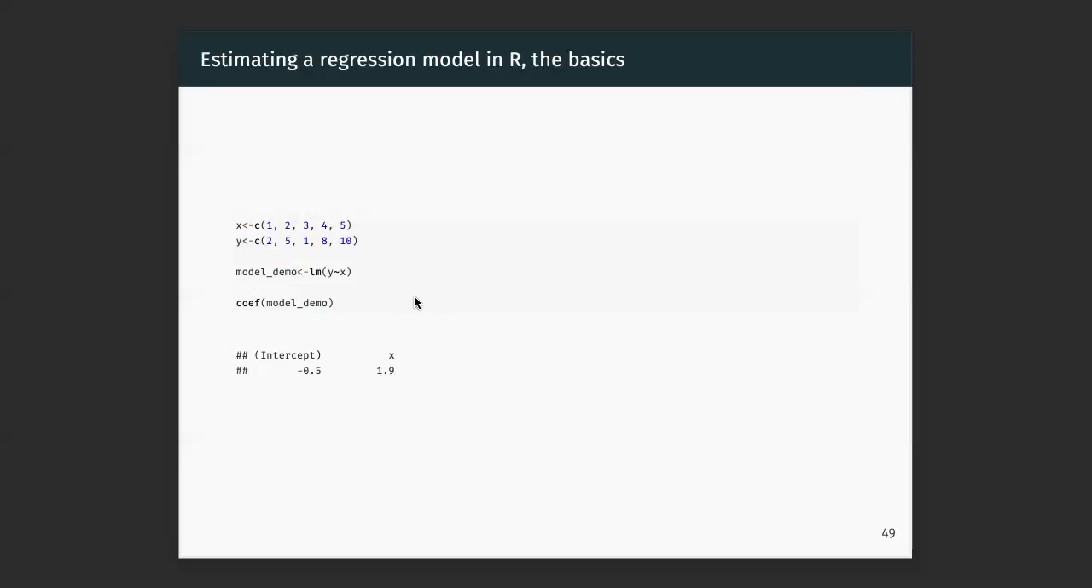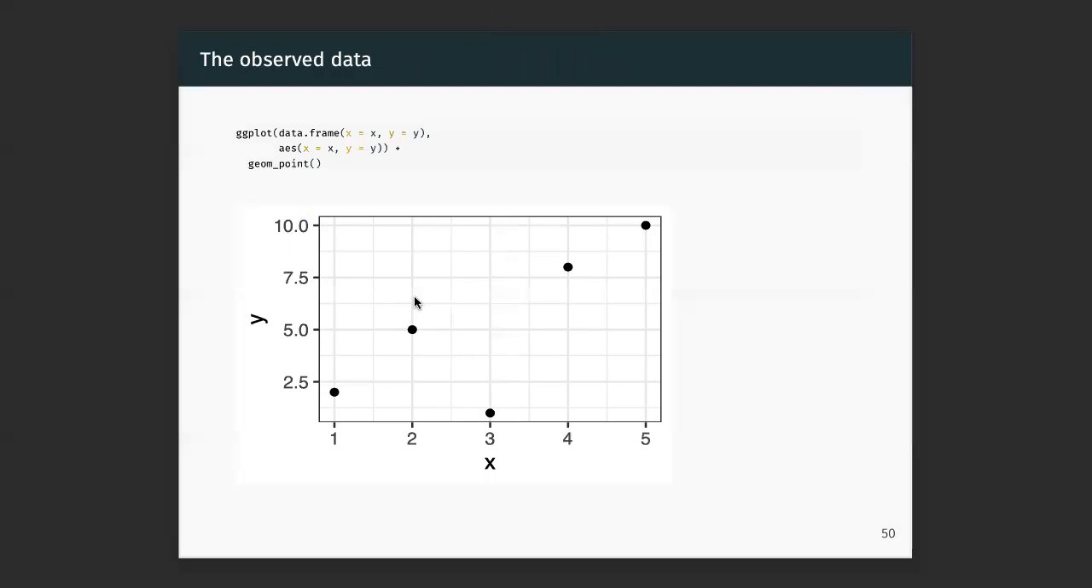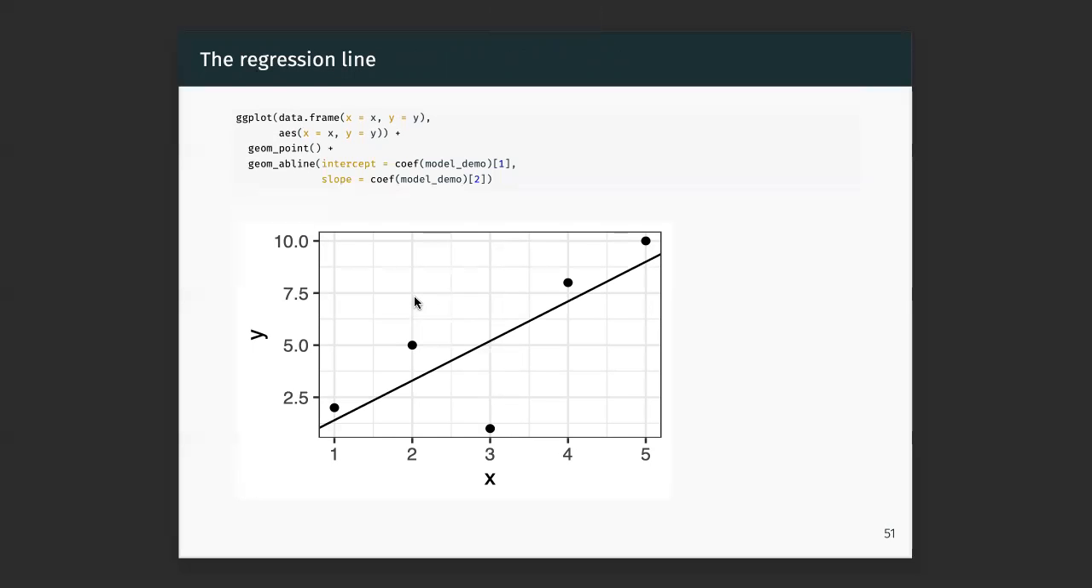lm, that's all we've got to do. Here's our observed data. That's what we just described x and y as. Here's our regression line. I'm adding it using geom_abline, a geom in ggplot where I can provide an intercept and slope. So I'm telling it, here's the intercept, the first coefficient from model demo. Here's the slope, the second coefficient from model demo. It's going to plot that regression line for me. And we can see that it roughly passes through the middle of the points, right? This is the line that minimizes the sum of squared error. It's the line that produces the least error possible for a linear relationship.